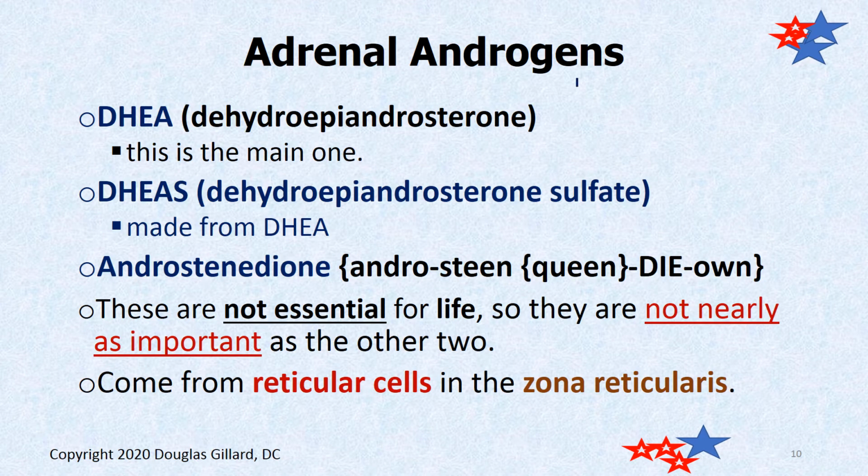Adrenal androgens we haven't touched on much yet. DHEA, dehydroepiandrosterone, is the main one. It can be converted quickly into dehydroepiandrosterone sulfate, which has a little different look. And it can also be converted lickety split into androstenedione. Androstenedione is how I always learned it, and it's also pronounced androstenedione. I just learned it that way, so that's just the way I say it, but that's another pronunciation. These are not essential for life, so a lot of the endocrinology books don't look at them that much, but we will talk about them. They come from the zona reticularis cells.